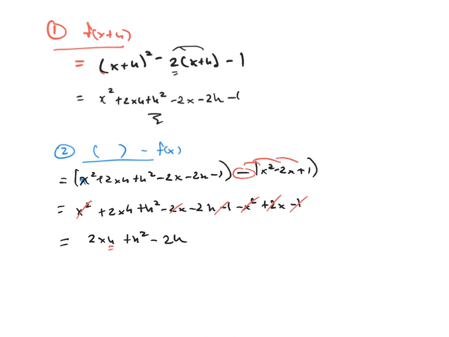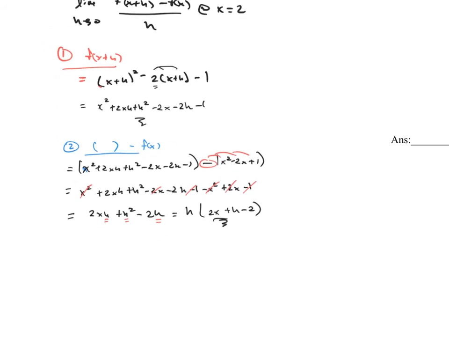Again, I want you to notice each one of these terms has an h. So I can factor out an h. This would be h times, well, 2xh divided by h is 2x. h squared divided by h is just h. Negative 2h divided by h would be negative 2. So this would be the factored version of f of x plus h minus f of x all over h.